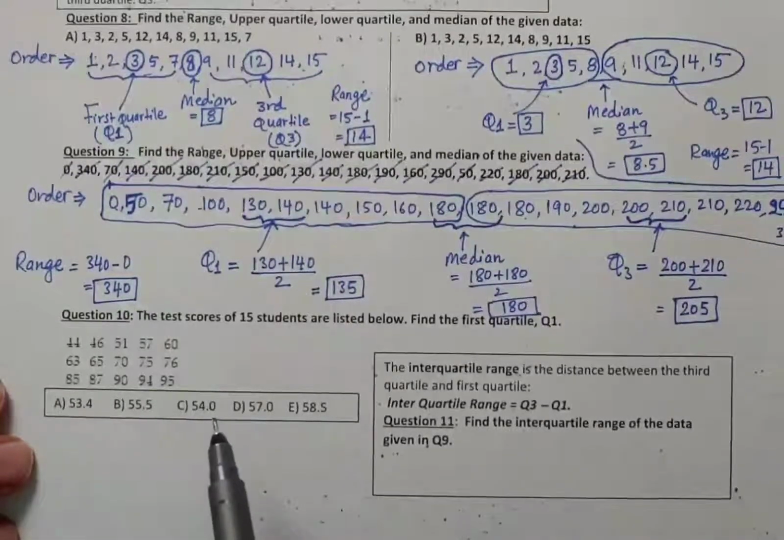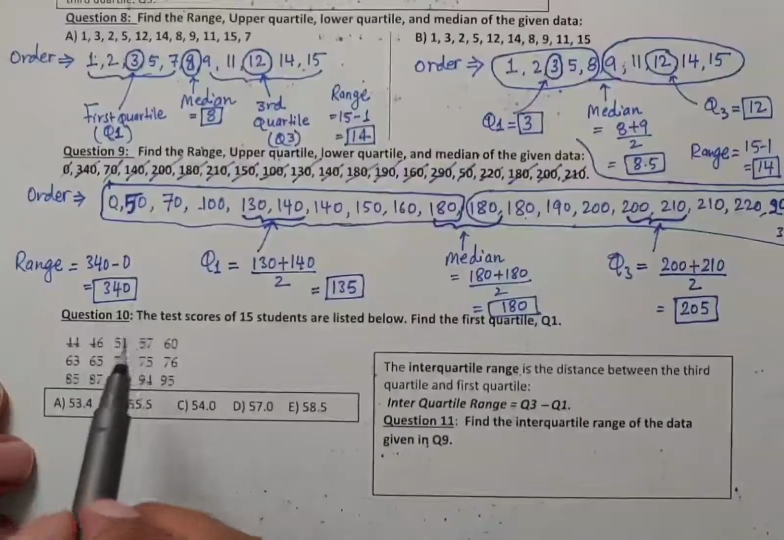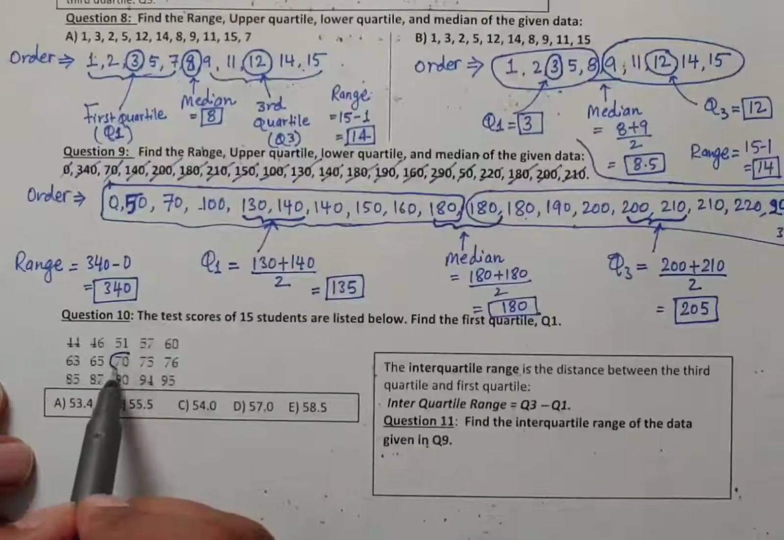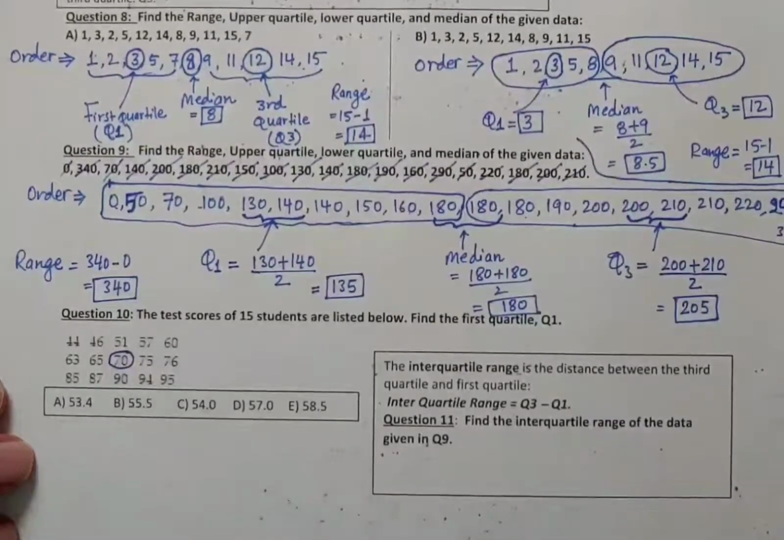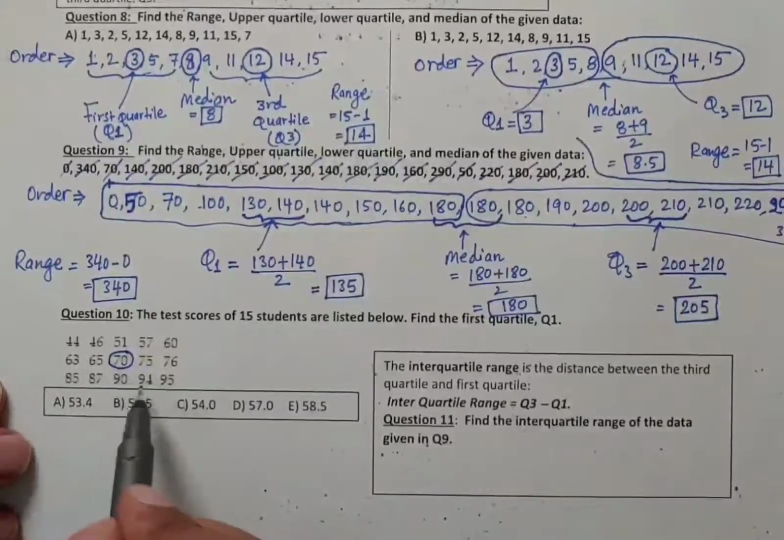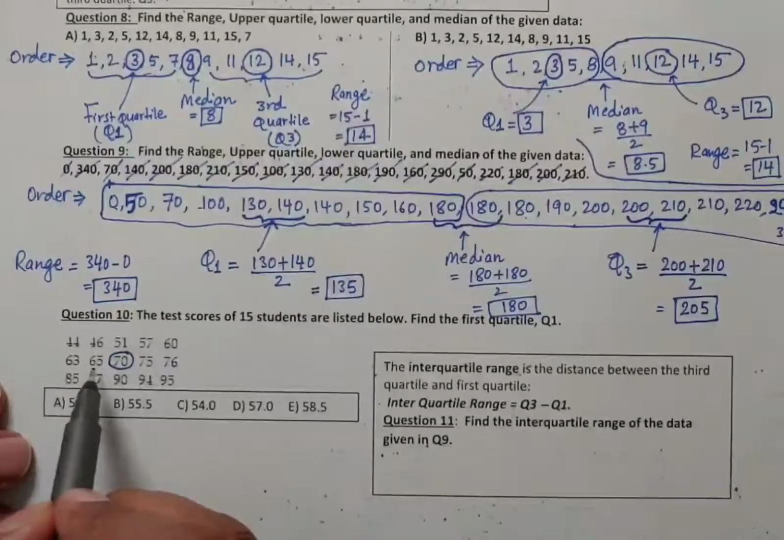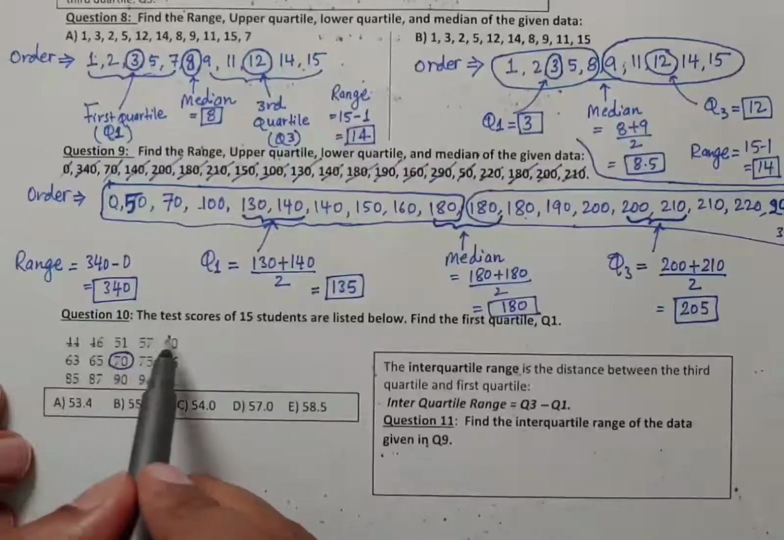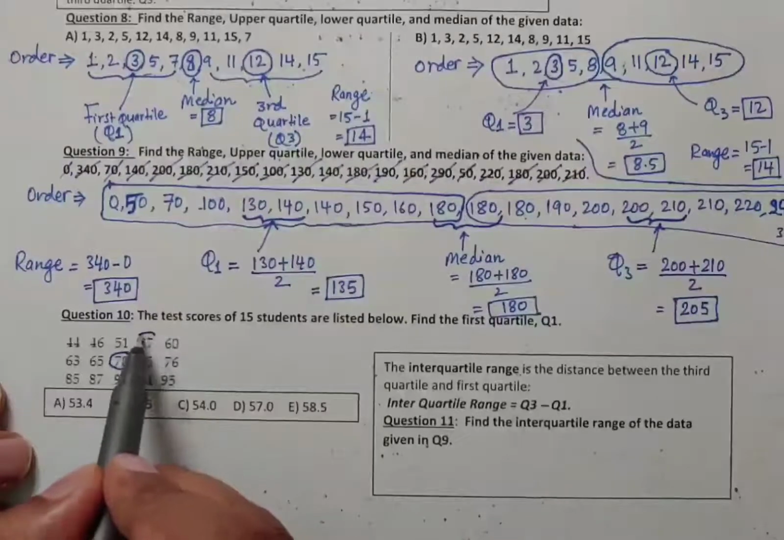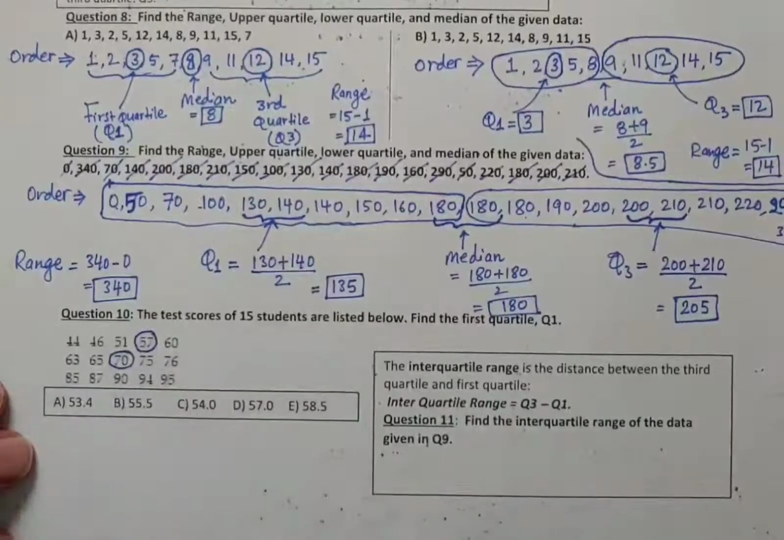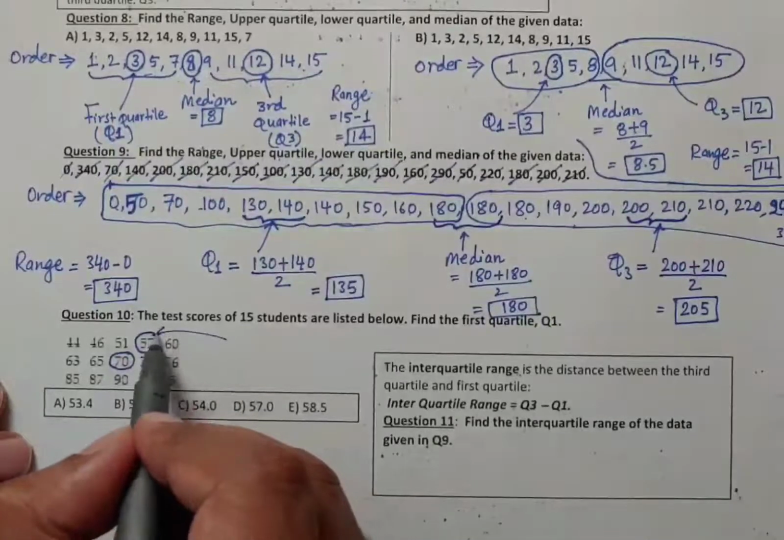So 15 numbers. Let's find the middle number. This is the middle number, 70. So that is the median, right? If you have an odd number of data, don't include the median in the first half. So we include only 1, 2, 3, 4, 5, 6, 7 numbers, and from there you find the median again. So 1, 2, 3, and this number is the first quartile.